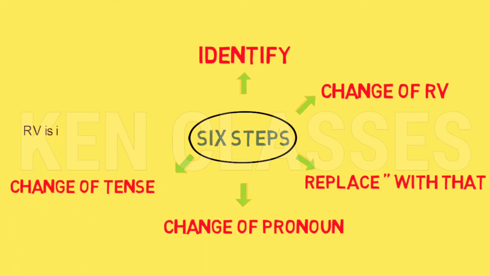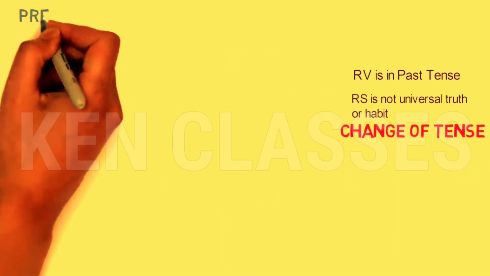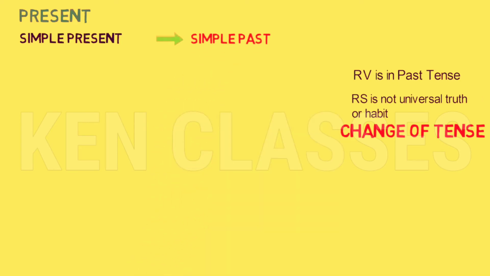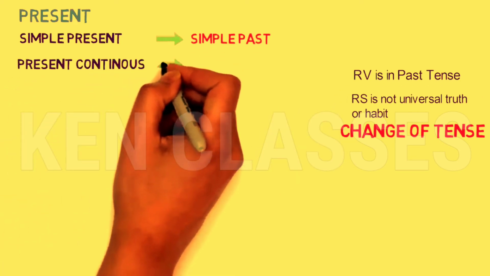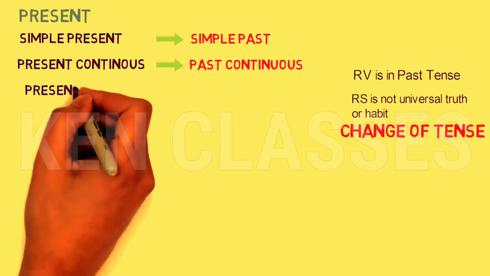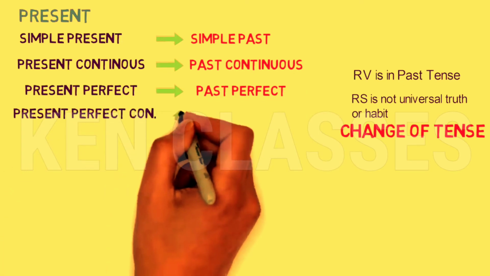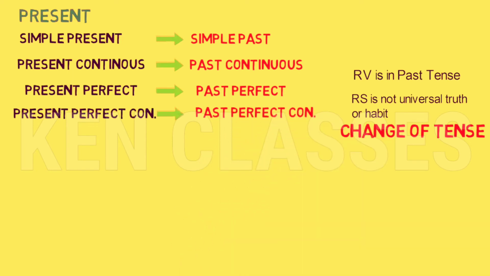It will happen when the reporting verb is in past form and the reported speech is not a universal truth or habit. It will happen in the following way. For present tenses, simple present will be converted to simple past. Present continuous will be converted to past continuous. Present perfect will be converted to past perfect. Present perfect continuous will be converted to past perfect continuous.